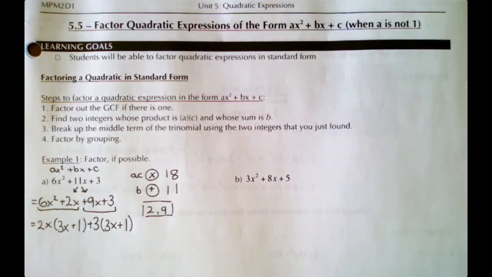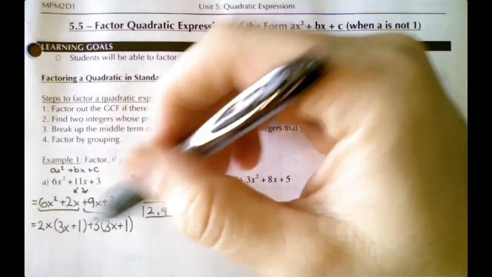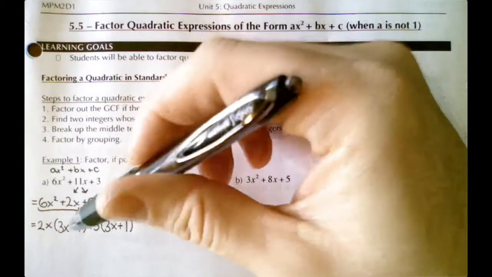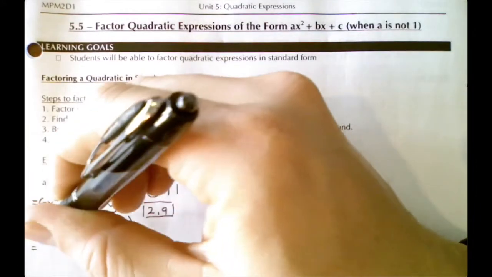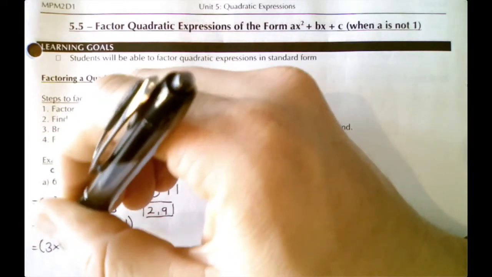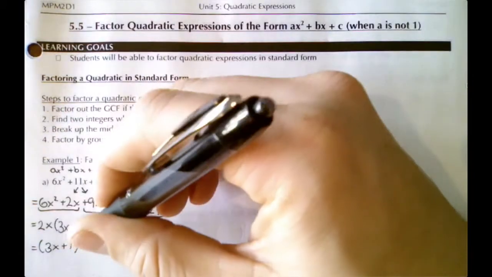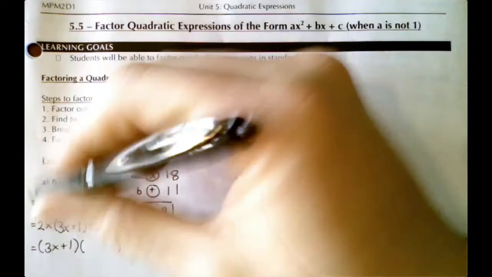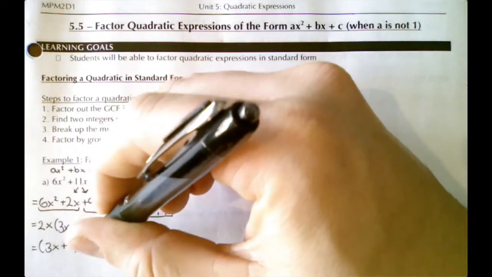And now if you notice, the brackets are the same. So now we can common factor this bracket and write 3x plus 1 as our common factor, and what's left over is 2x plus 3.